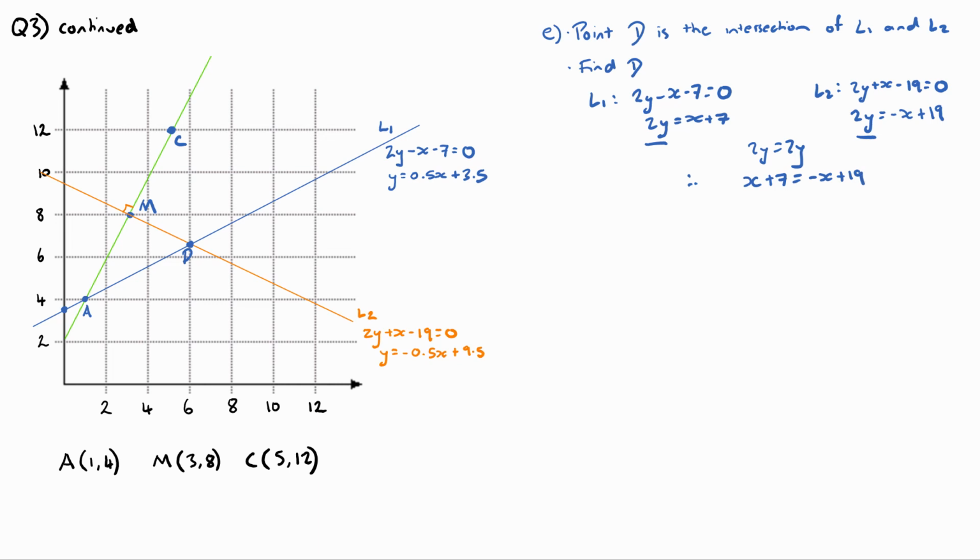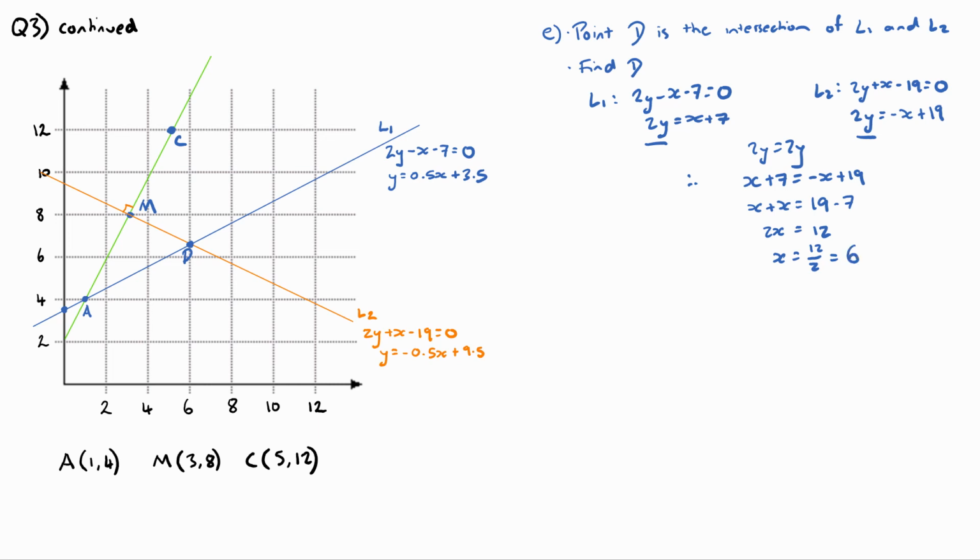And then I can rearrange to solve for x. So in this case here, I'm going to take this negative x over to the left-hand side and turn it into a positive. So it becomes x plus x. And I'm also going to move this 7 over to the right-hand side and make it a negative. 19 subtract 7. This becomes 2x is equal to 19 take 7 is 12. And therefore x is equal to 12 on 2, and that is equal to 6.